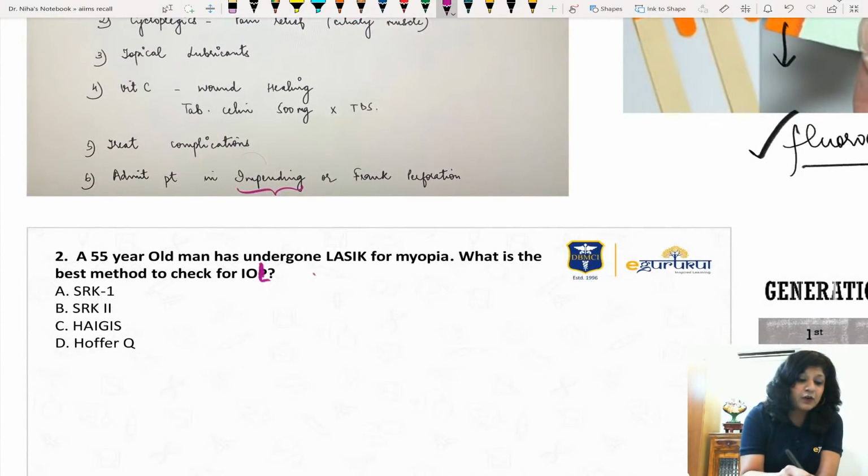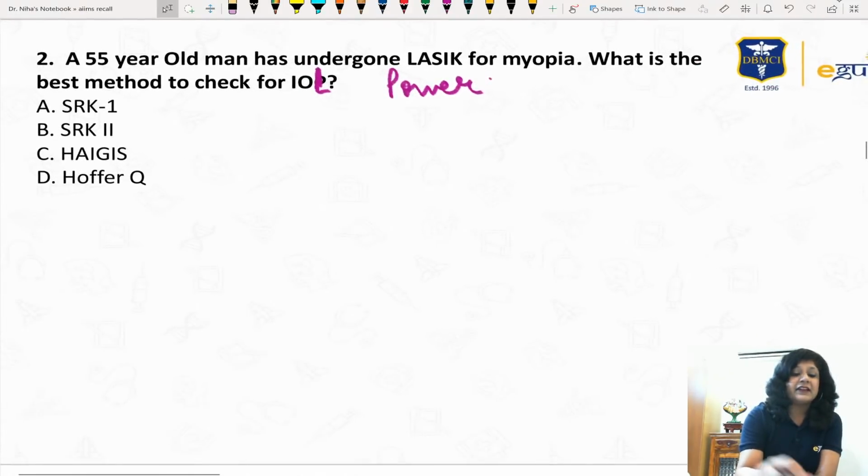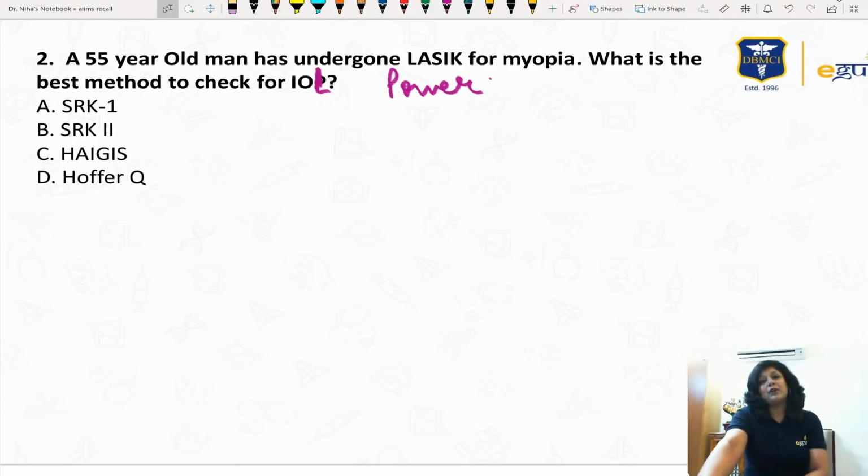Okay, now we come to the next question. A 60-year-old man has undergone LASIK for myopia. He has undergone the refractive surgery. Pardon me if there is any change in the language because these are recalled questions and slight variation can be there because it is based on recall memory. Some people say 50 years, some said 55, 60. That does not make much difference. The patient has already undergone the LASIK refractive surgery for myopia.